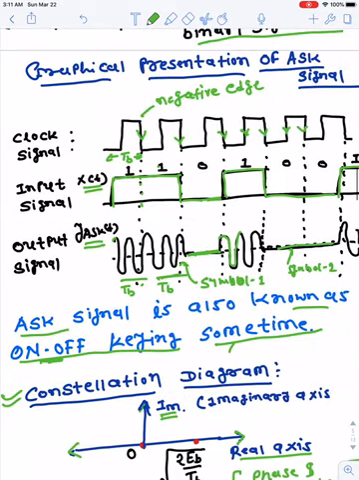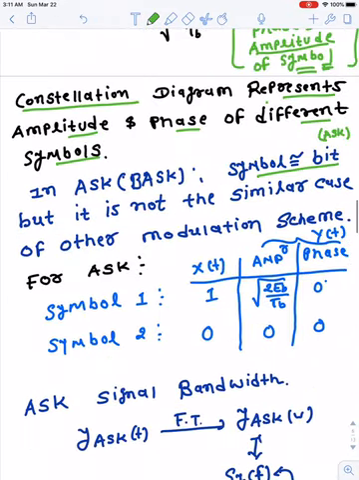Because if we look at symbol 1 and symbol 2, symbol 1 is square root of 2 EB by TB, and symbol 2 is simply defined by 0. Symbol 1 is available at the output when the input is 1, and symbol 2 is available at the output when 0 is the input of the modulator. And what is the phase here? Square root of 2 EB by TB is a real part, so there is no phase inclined, so the phase is 0. For the second one, the amplitude is 0 and the phase is also 0. So there are two symbols here.